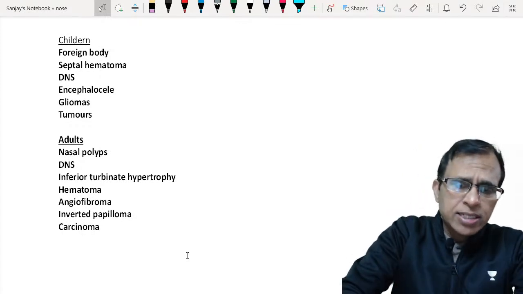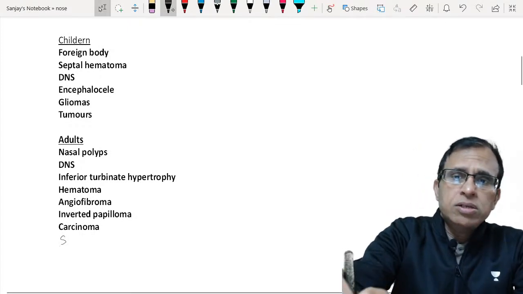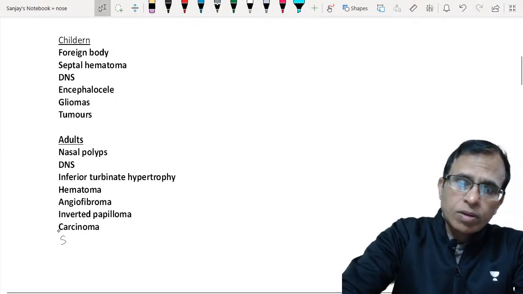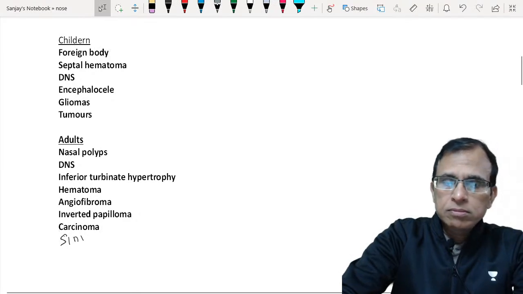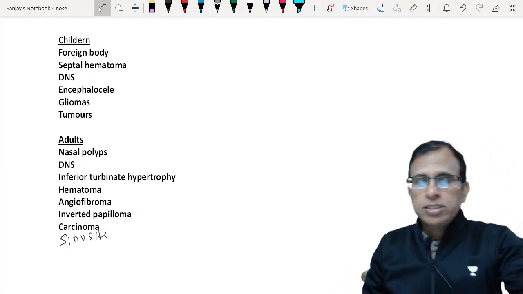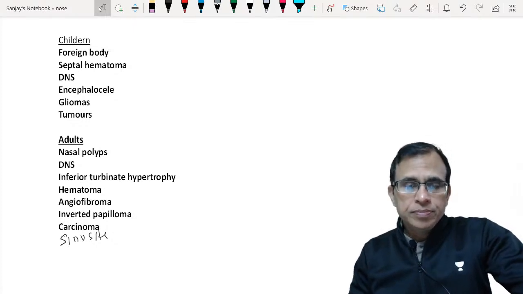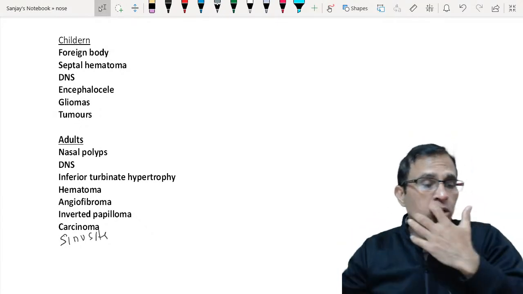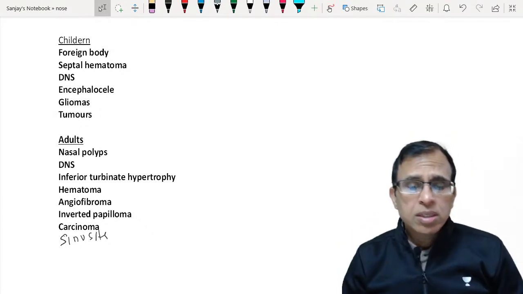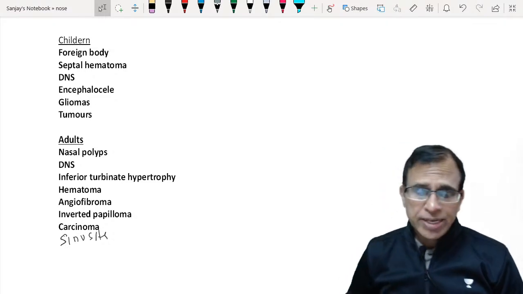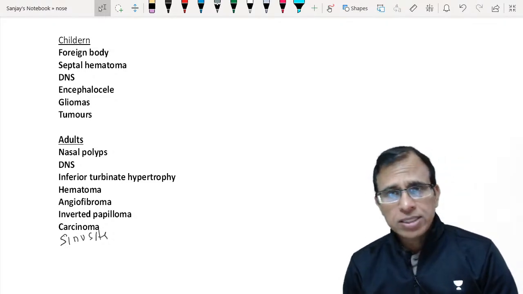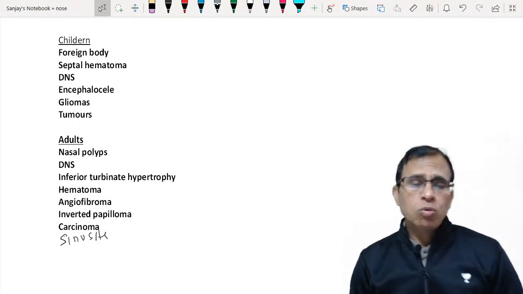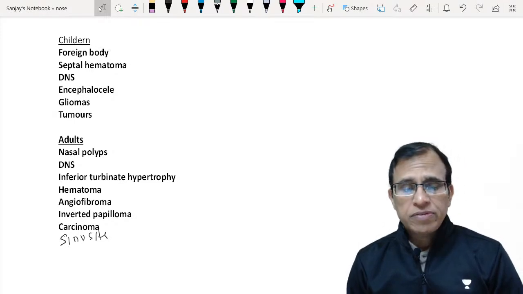So I can add sinusitis at the end, because sinusitis can also cause the same thing. Right? So hematoma in the nose, angiofibromas, tumors like angiofibroma, inverted papilloma, carcinomas, and of course sinusitis can cause. So when these things come to your mind, you have to rule out one by one and then try to arrive at a conclusion.